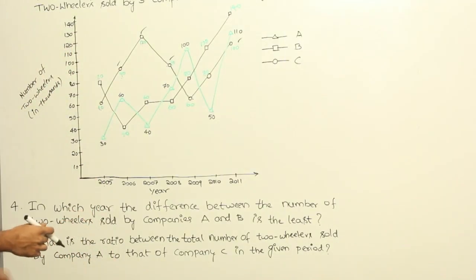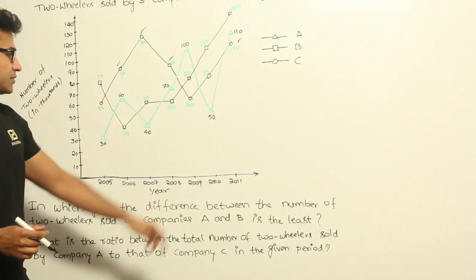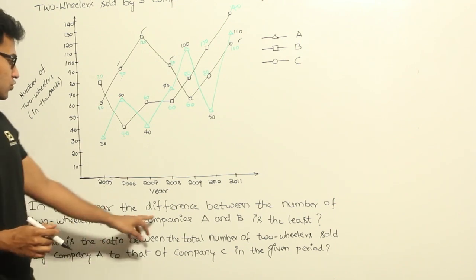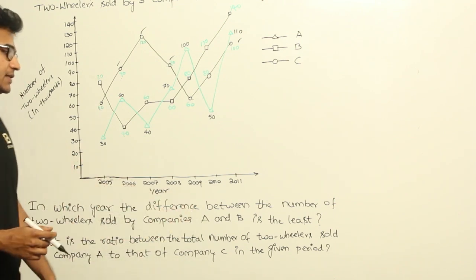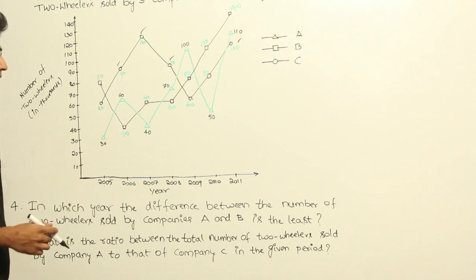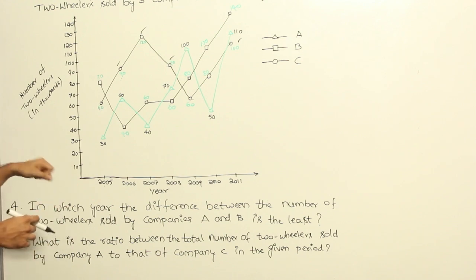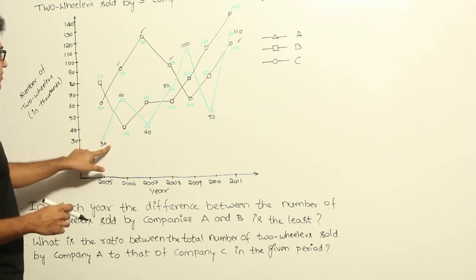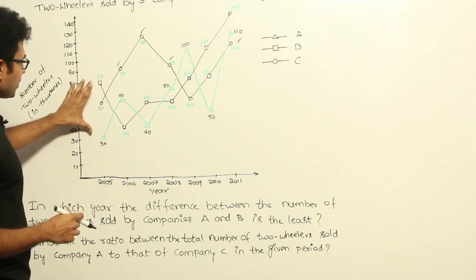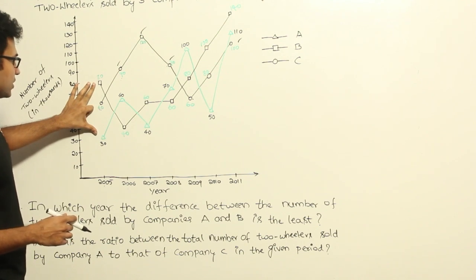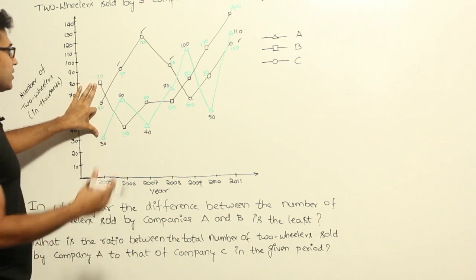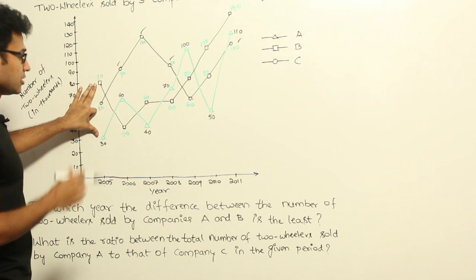Now let's see this question. In which year is the difference between the number of two-wheelers sold by company A and B least? Now we are supposed to compare the difference between company A and B. Now A is represented by the triangle and B is represented by the square. So now we are supposed to see the difference between these two values in every year, and then give the minimum, right?